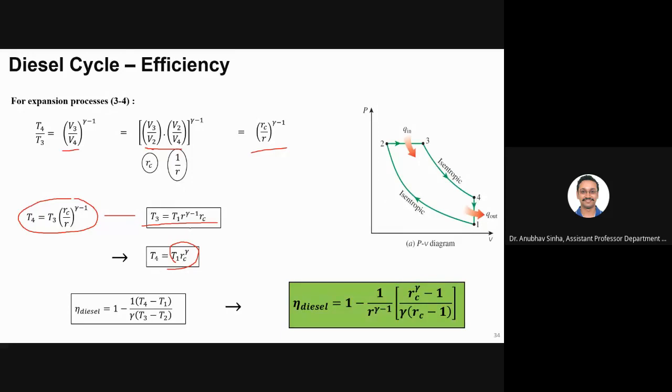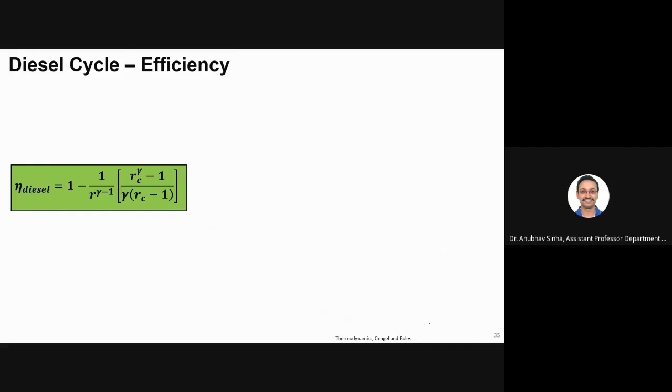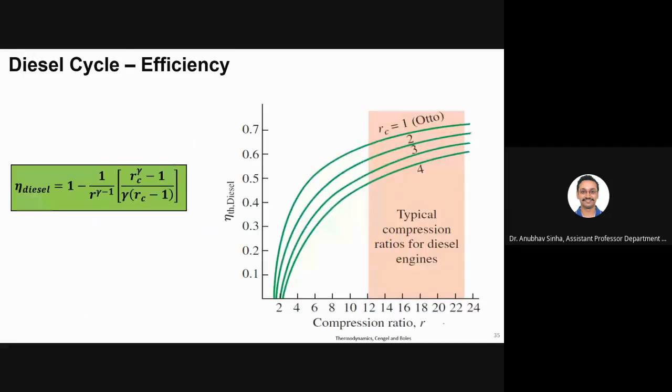So if you substitute these values, this is the final form of efficiency for a diesel engine. Okay, so basically we are replacing these temperature values with these relations. Fine, you can try and see whether you are getting the same value or not. Okay, so this is the efficiency for the diesel cycle. Now let us plot this.